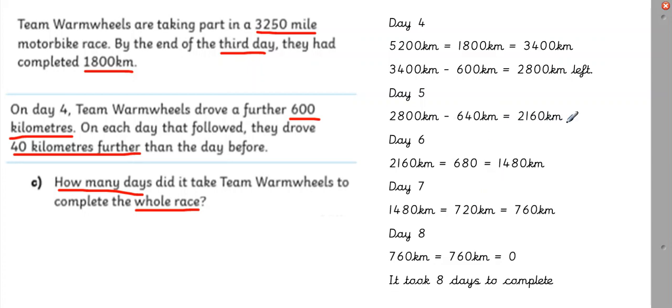So that means by the end of day 5, they've driven 2,160 kilometres. On day 6, you've got 2,160 kilometres minus 680 kilometres, which equals 1,480 kilometres left to drive. Okay, so by the end of day 6, they had 1,480 kilometres to drive. Day 7, they had 1,480 kilometres minus 720 kilometres, which equals 760 kilometres. So then they had 760 kilometres to drive by the end of day 7. On day 8, they've got 760 kilometres minus 760 kilometres equals 0 kilometres.